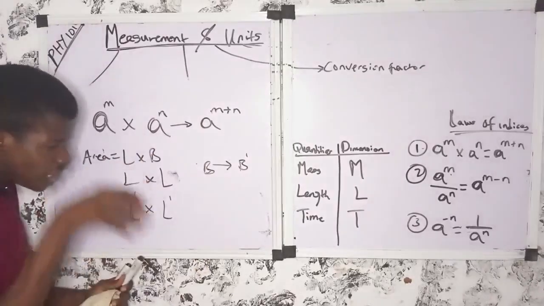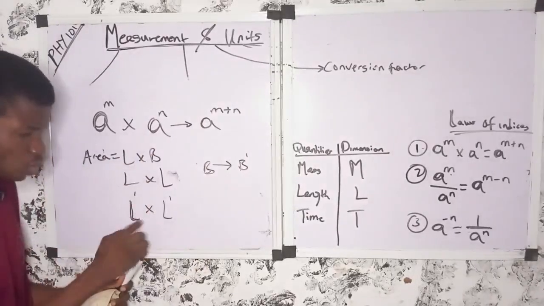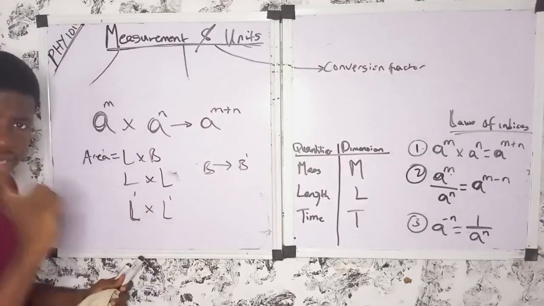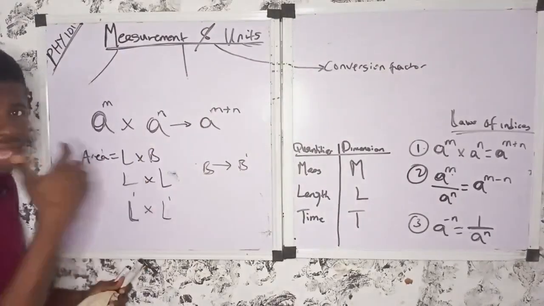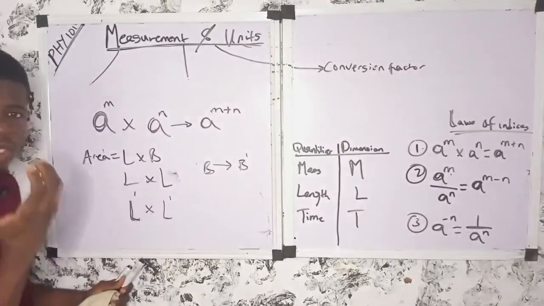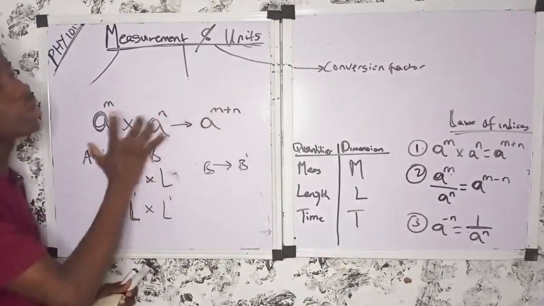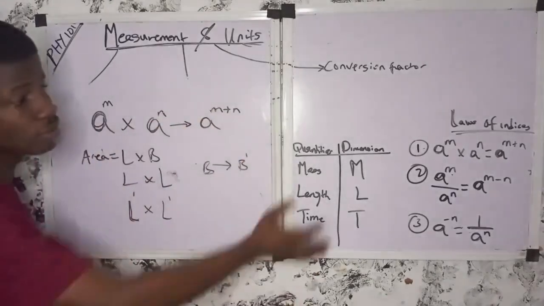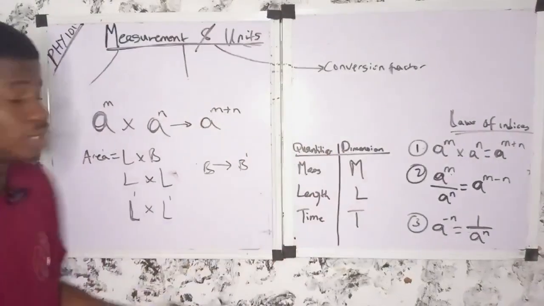Now, let's go down to this place. Look at these two bases. If you look at these two, they are the same base, right? L, L. They are the same base, right? So what are we now? Because all these laws of indices are applicable when getting the dimension of some quantities, okay?